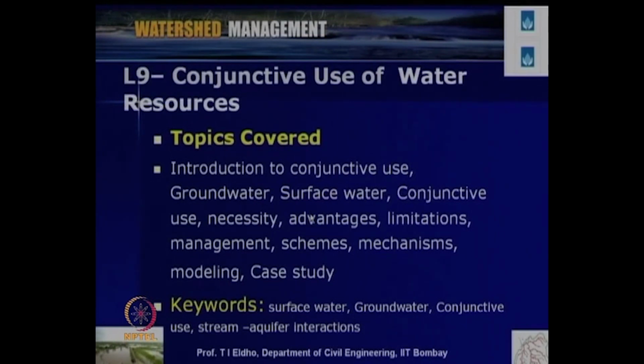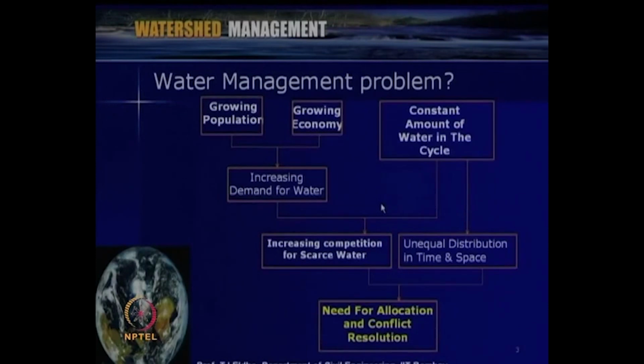Some of the important keywords in this lecture include surface water, groundwater, conjunctive use, stream aquifer, interactions. So, as we discussed in the last few lectures, watershed based water plans and water management is very complex. So, we have to deal with the various hydrological processes, various other processes taking place within the watershed.